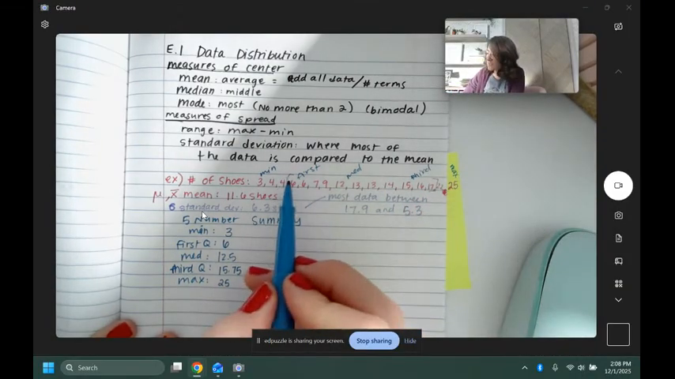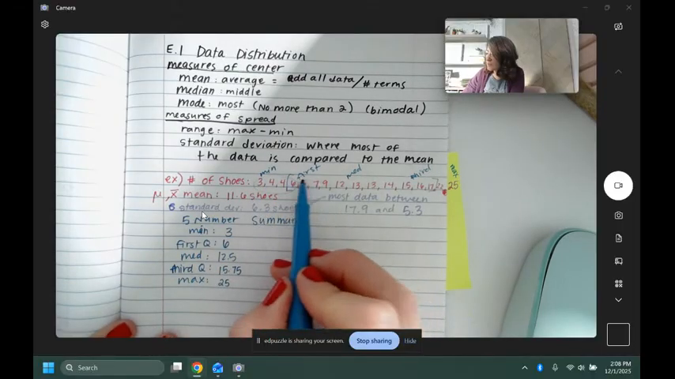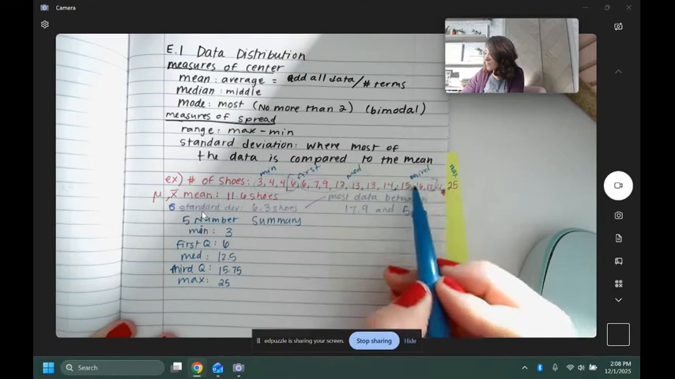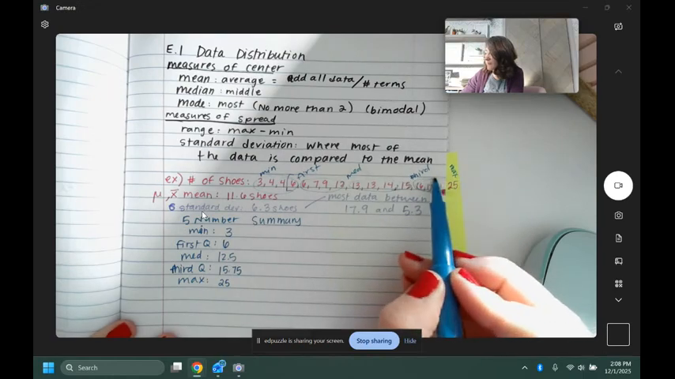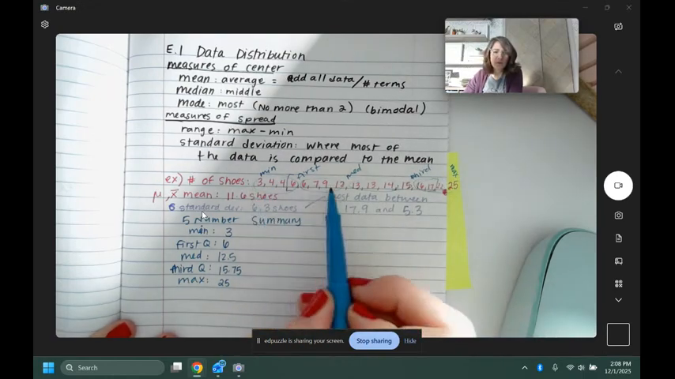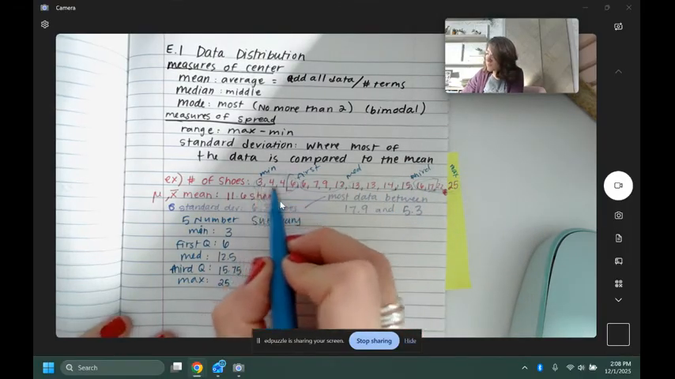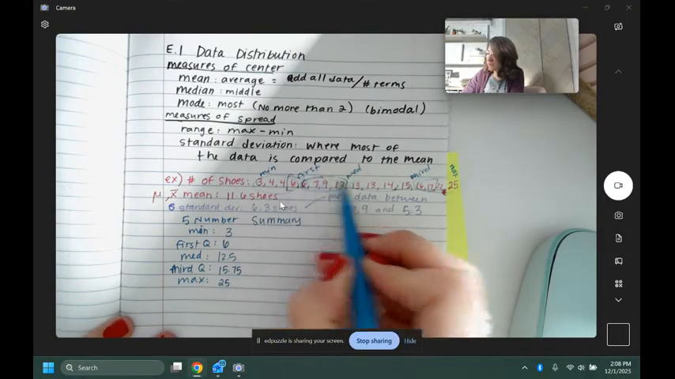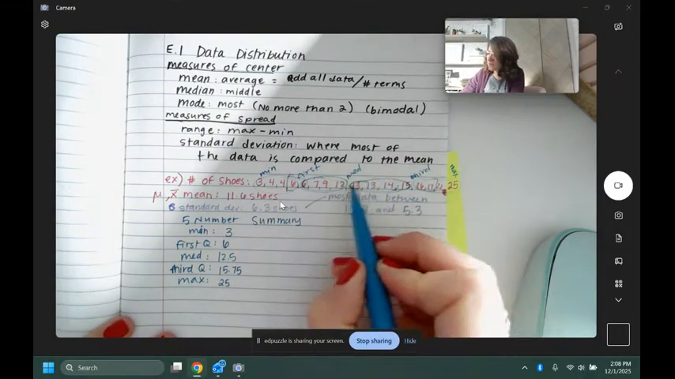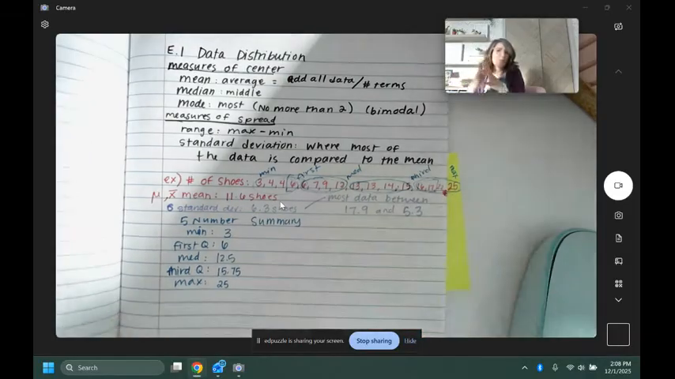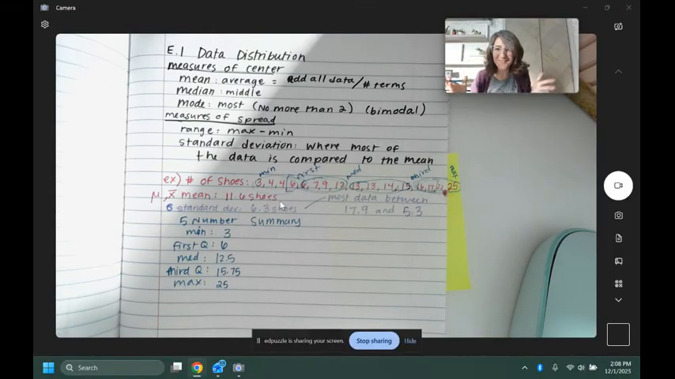So if you notice this, each group is grouping 4 data points. We've broken this data into 4 pieces, between the minimum and the first quartile, between the first and the median, between the median and the third, and between the third and the max. We've broken the numbers into 4 sections, 4 quarters, if you will.